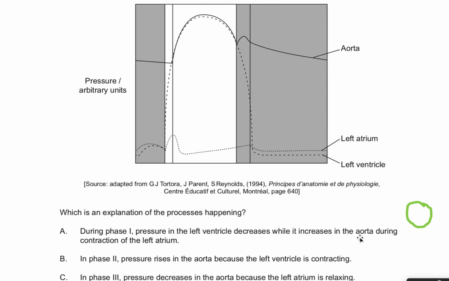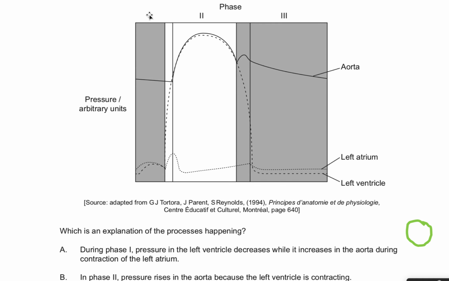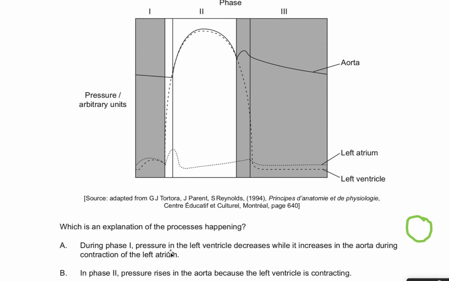And anyways, if you look at the second part of the question, while it increases in the aorta during contraction of the left atrium, does the aorta pressure increase at any point during phase 1? Look at phase 1. Aorta, down, down, down, down, down, down, down. At no point during phase 1 is the aorta's pressure increasing. So there's no way that this one can be correct.